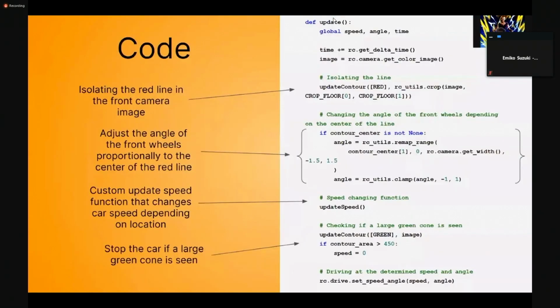Here's a snippet of our code. We've first isolated the red line from the front color camera, and found the center of it. Depending on the value of the center of the red line in relation to the center of the car, we adjusted the front wheels for the red line to be in the center. We also have to adjust the speed depending on where the car is on the track. For example, if it goes down the ramp too fast, it might fly off. We have an update speed function for this. Finally, if we see a large green cone in the camera, we will stop the car.